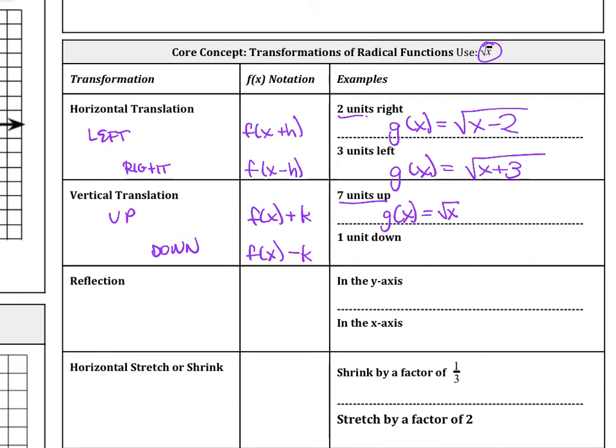So it's going to be square root of x, and then +7 on the outside, right? If it's inside, that's left or right. Outside is up or down. 1 unit down, g of x equals the square root of x minus 1.